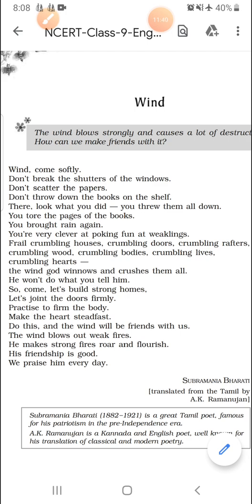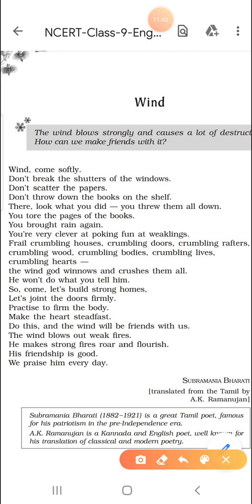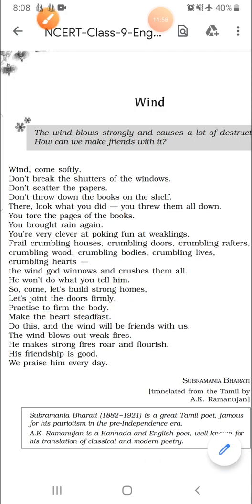Now let's read the next part. He won't do what you tell him. So let's build strong homes. Let's join the door firmly, practice to firm the body, make the heart steadfast. The poet wants us to make friends with the wind, that is, with the difficulties in our life. He says that the problems will not listen to us. Do you think they are going to listen to us? No. They will come. So we should be prepared.